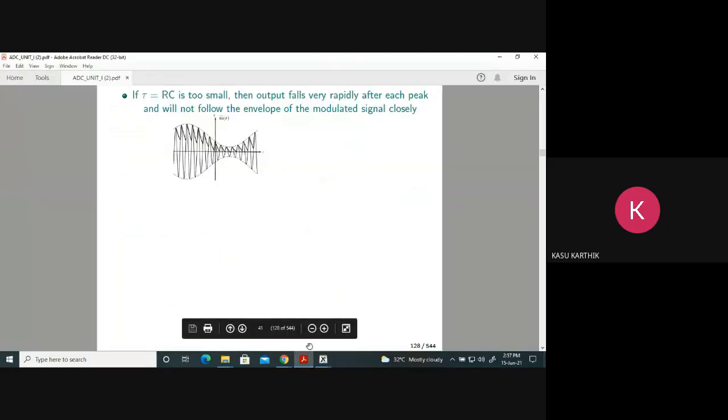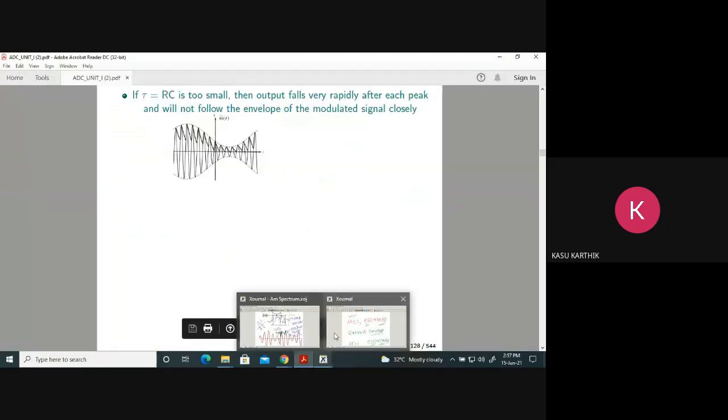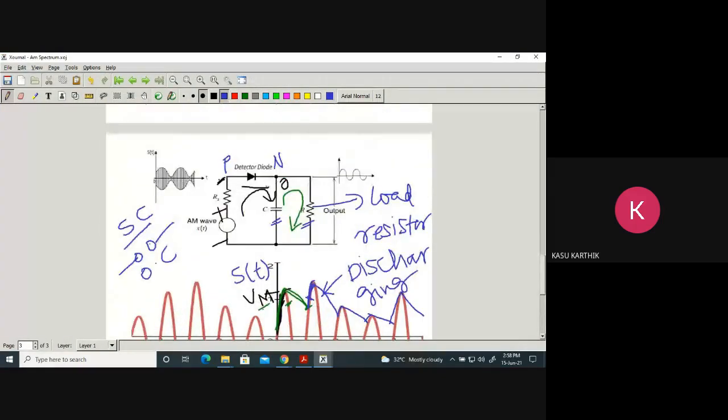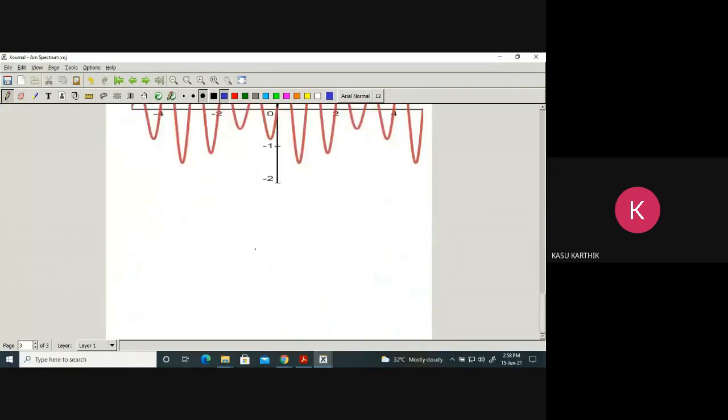So here, if you look at the circuit, what do you get? Whenever the diode is reverse biased, it is open circuited. You have a circuit like this: a capacitor in parallel with a resistor. This is an RC filter. Now, what is the time constant of this RC filter? Tau equal to RC.